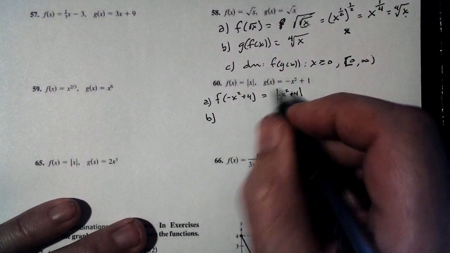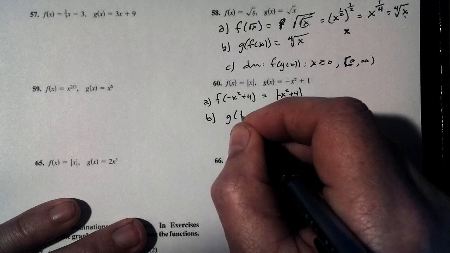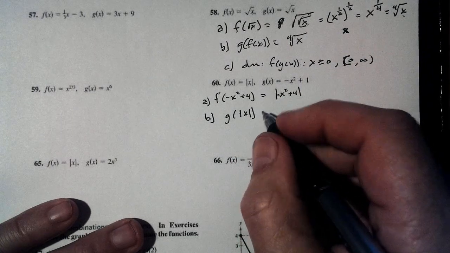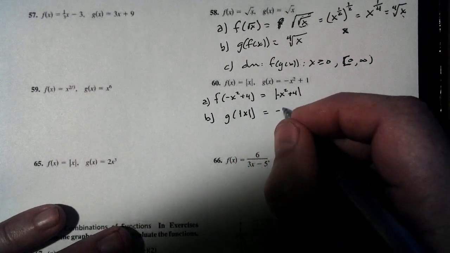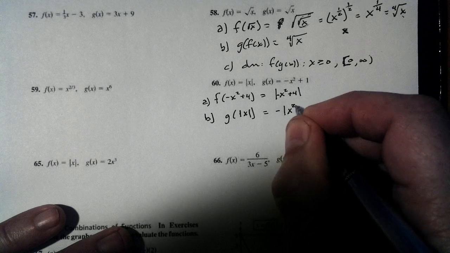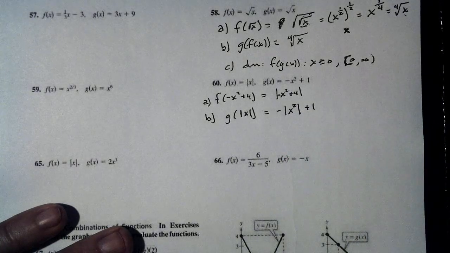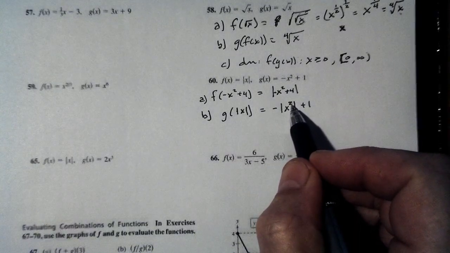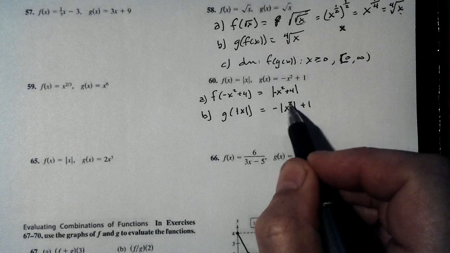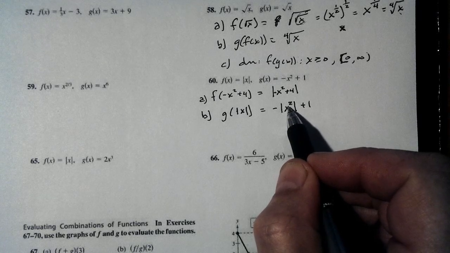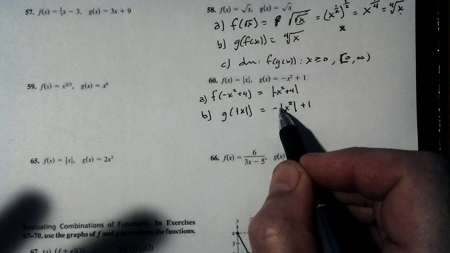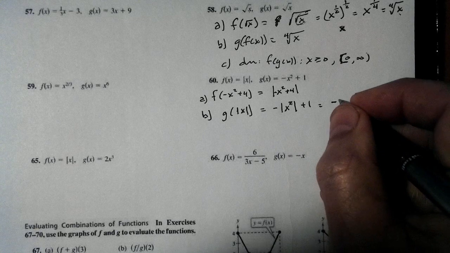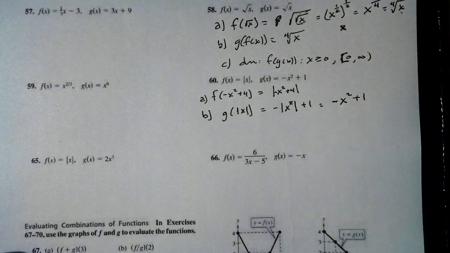B. G is a factory. G of f is g of f. F is absolute value of x. G is a factory that takes things, puts them right there, and adds 1. And if we think about that for a moment, we can simplify that, because x squared is going to become a positive value unless it's 0. And the opposite of a positive value is just negative. So this is actually just negative x squared plus 1.